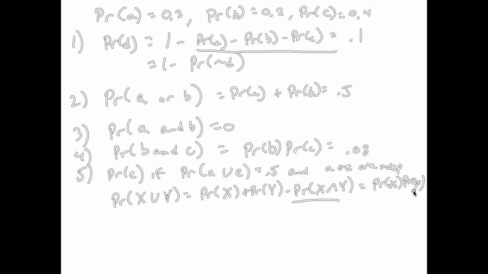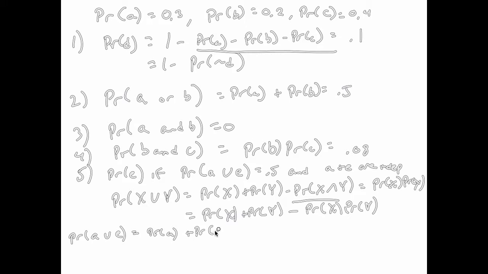So we can go through and do this out, and we get the probability of x plus the probability of y minus the probability of x times the probability of y in general. So over here, what we get is that the probability, in our case, of A union E equals the probability of A plus the probability of E minus the probability of A times the probability of E.